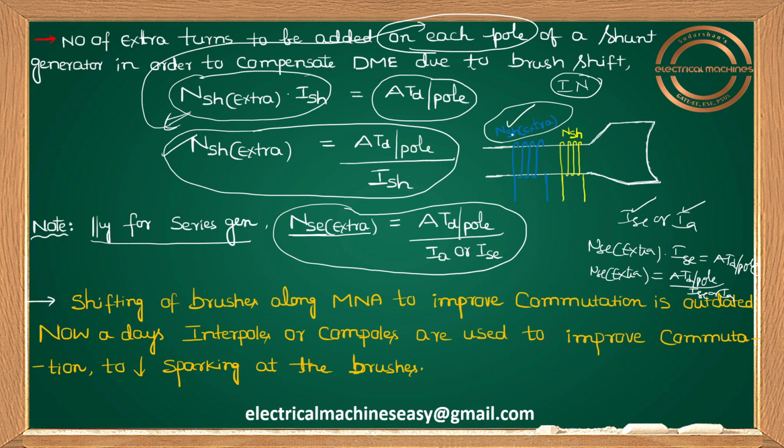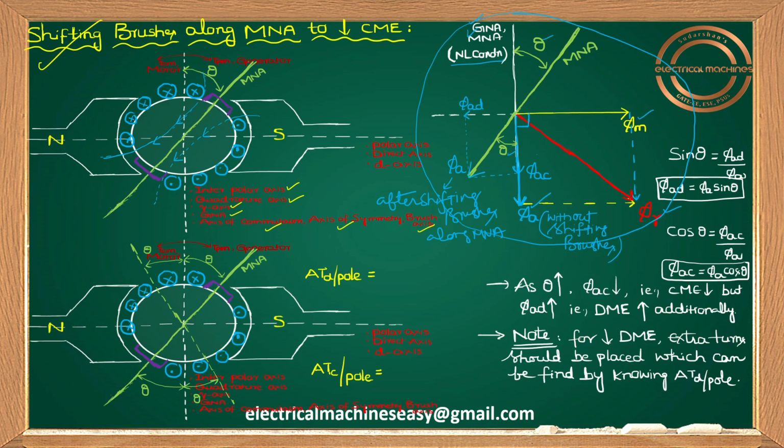So here my question is, you can calculate how many extra turns I have to place on each pole to reduce this DME which you are getting additionally because of shifting brush along MNA. That is okay. But NS extra, in case of shunt machine and in case of series machine, can be found out only if you know ATD per pole. So let me give the formula for demagnetizing ampere turns per pole, and I'll give the formula for cross magnetizing ampere turns per pole also. Very important for GATE or PSC as well as for IES examination. This important formula, ATD per pole, ATC per pole.